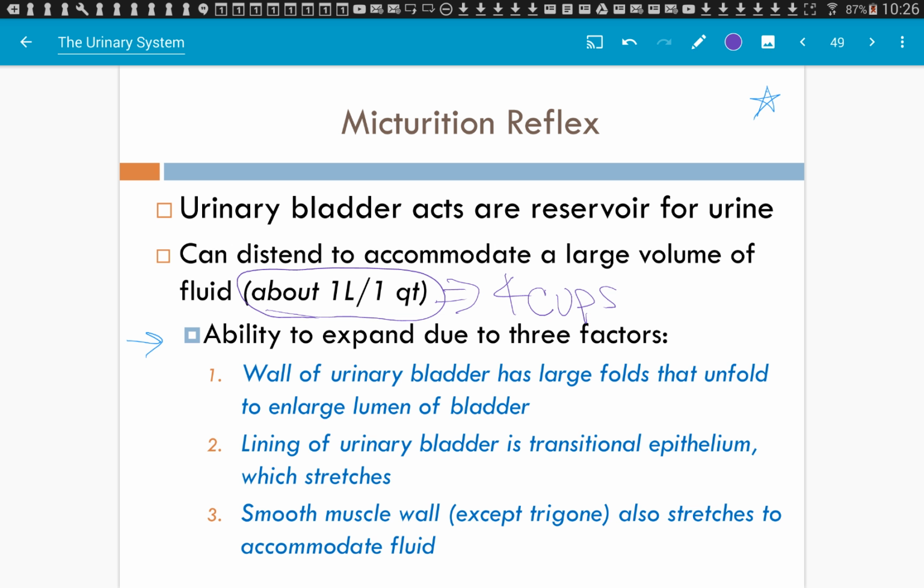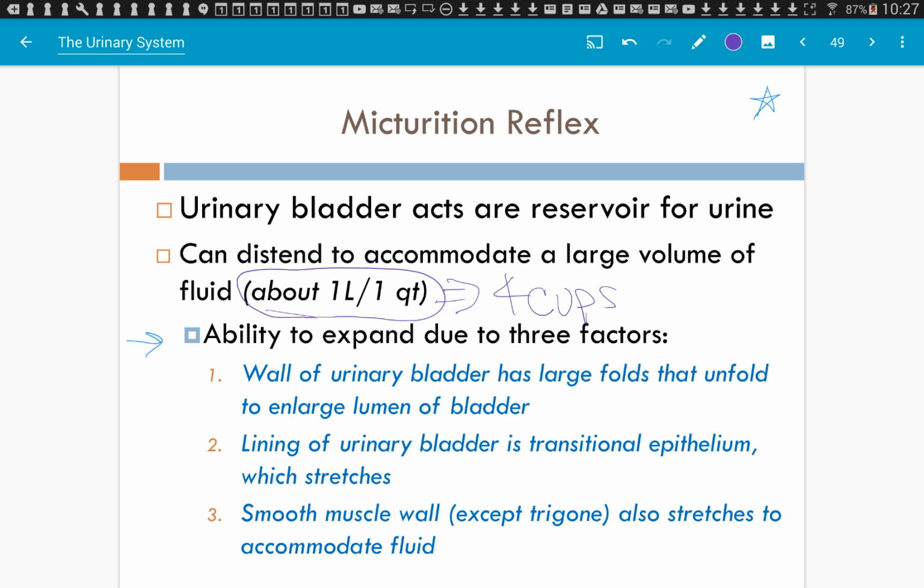Okay, so 4 cups is 8 ounces. So like a Nalgene full. So like Matthew's Nalgene right there, that's 4 cups. Your bladder can hold that much urine. Do you mind holding it up just for a second so that everyone can see and appreciate how much your bladder can hold? Thank you very much.